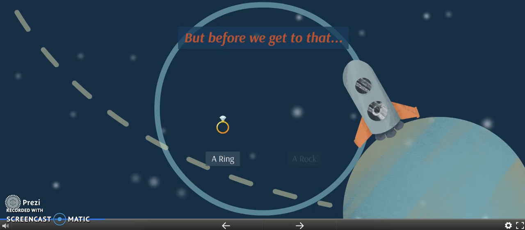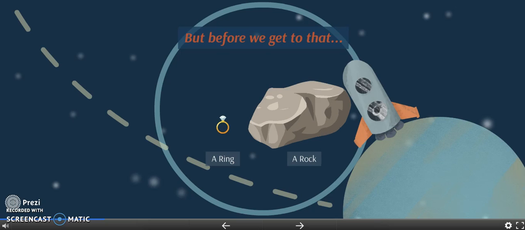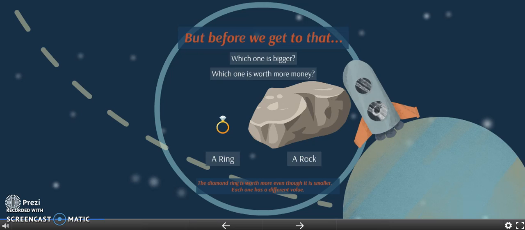Here we have a ring and a rock. Now which one do you think is bigger? The rock, that's right. Now which one is worth more money? The diamond ring is worth more, even though it's smaller, because each one has a different value. There are many more rocks in the world than diamond rings.